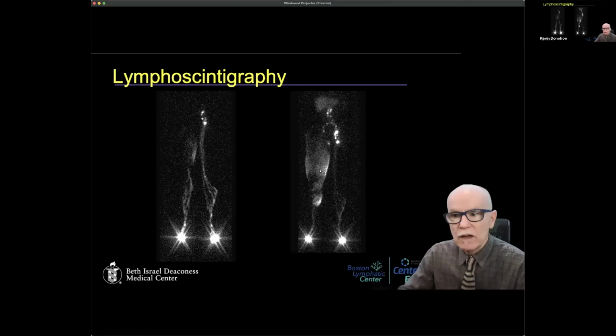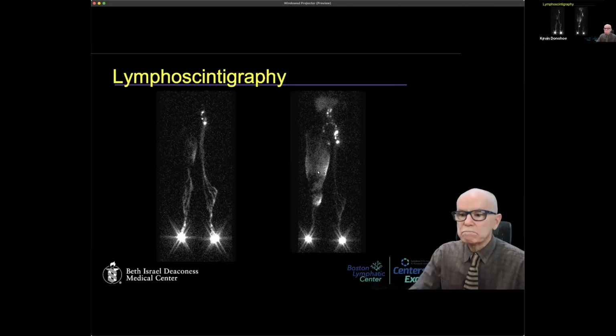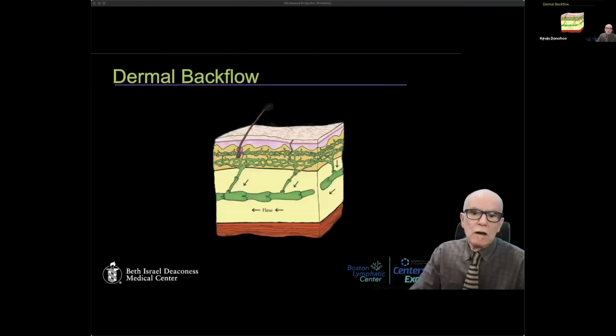It can't find the vessels. It's getting stuck in the skin. But some is making it to lymph nodes over on that side. So we can note that and see that it's getting to the liver, which is what we want. We want to make sure it's getting out of the extremity. Like I say, we want to do intradermal injection.